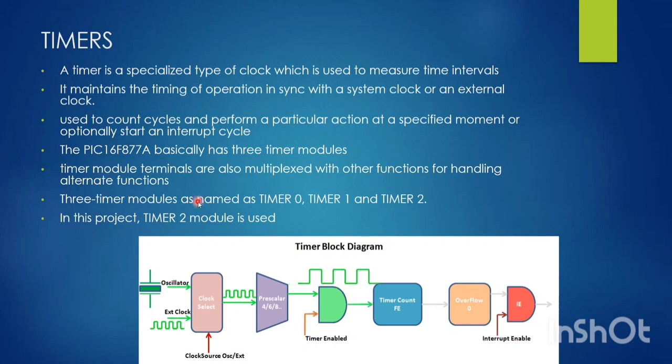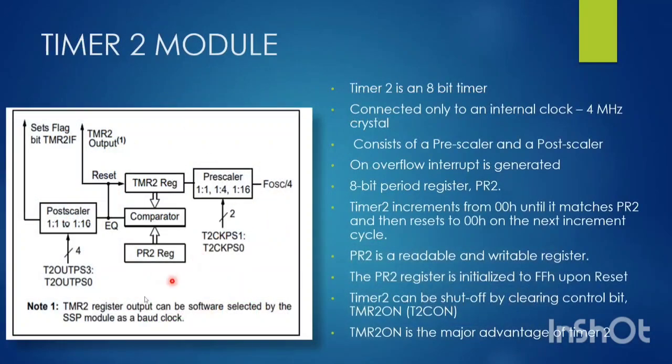In the PIC16F877A microcontroller, there are three timer modules: timer 0, timer 1, and timer 2. And here we are using the timer 2 module. This is the block diagram of the timer 2 module. The main reason for using timer 2 is the TMR2ON bit. TMR2ON is a major advantage of timer 2, so we are using timer 2 in this project. Timer 2 can be shut off by clearing the control bit.